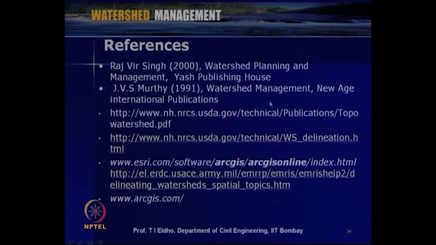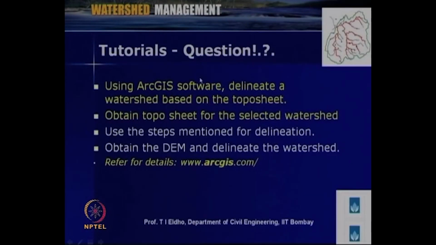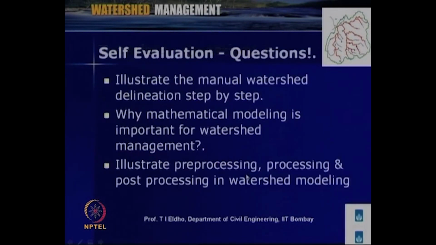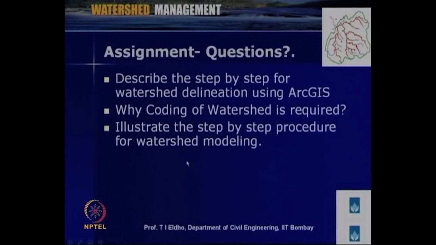Before closing this lecture, the various references used in this lecture are listed here, and then a tutorial question: using ArcGIS software, delineate a watershed based on the topo sheet. You can obtain the topo sheet and then digitize, and you can follow the steps given on this website. Then 3 self-evaluation questions: illustrate the manual watershed delineation step by step, why mathematical modeling is important for watershed management, and illustrate pre-processing, processing and post-processing in watershed modeling.